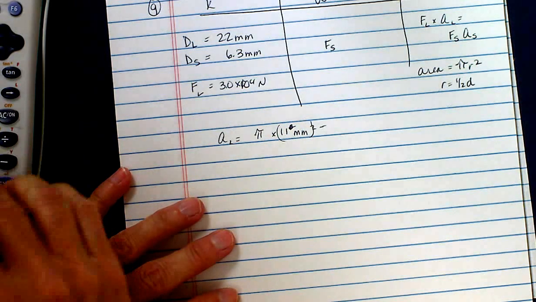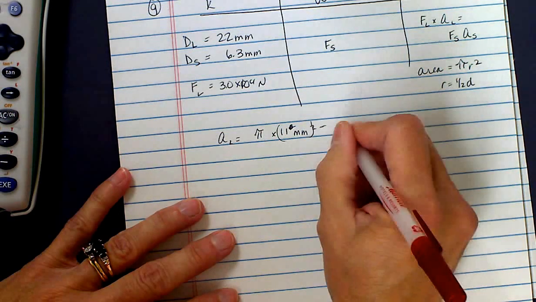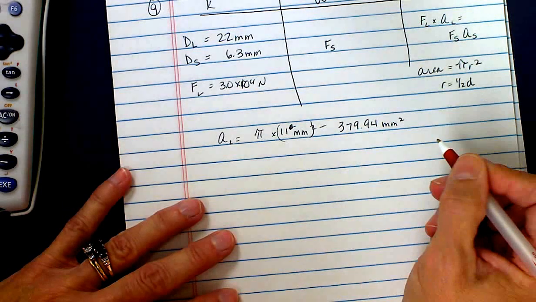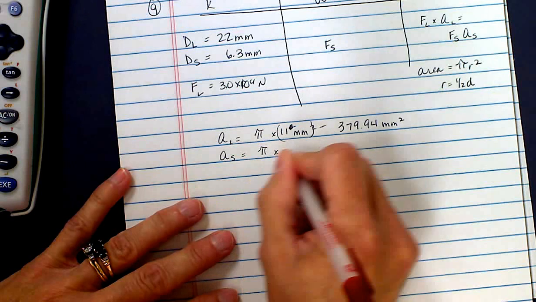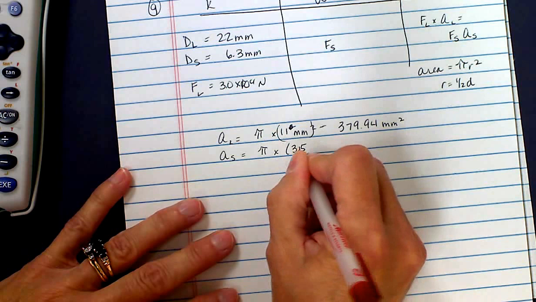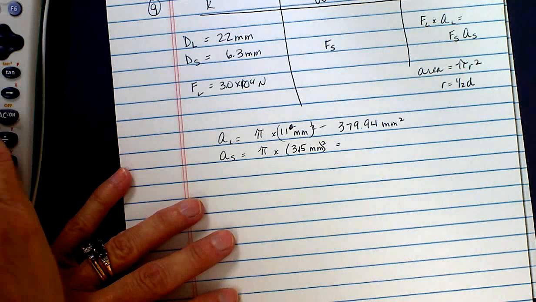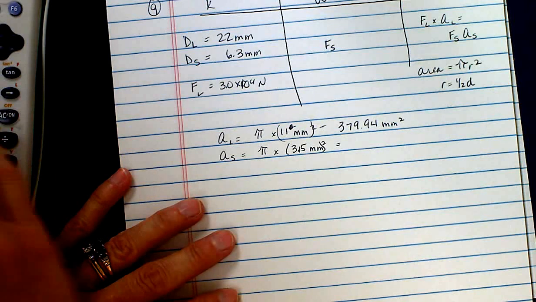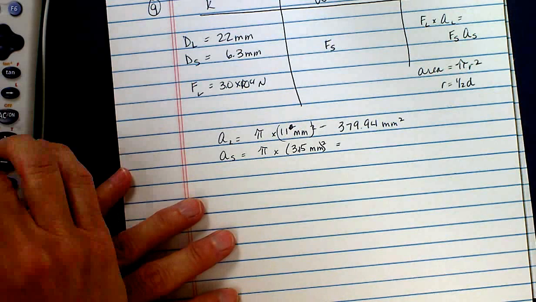So that is 379.94 square millimeters. Area small then would be pi times, I don't know what half of 6.3 is. Yes, I do. It's 3.15. So half of 6.3 is 3.15 millimeters squared. So pi times 3.15, whoops, go back, delete, times 3.15.